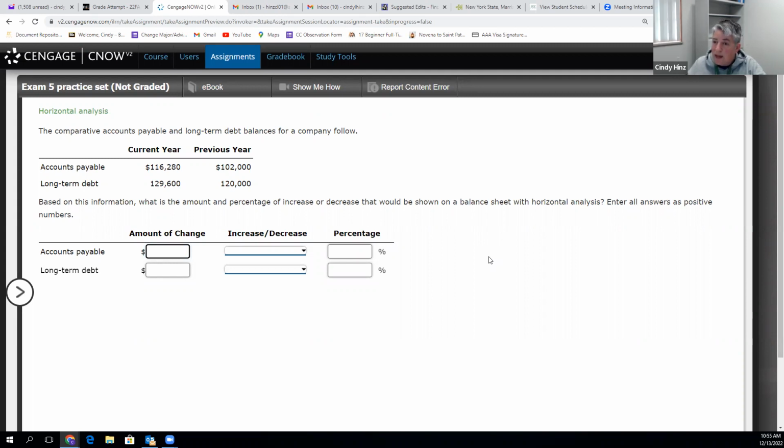So for our accounts payable, the amount of change, the dollar amount, we take the current year, subtract the previous year. As long as you do it in that order, if you have a positive value, you know that that's an increase. So current year minus previous year, a positive value is an increase. And then to find the percent, we take that dollar amount of increase and divide by the older year. So the previous year's number was $102,000. 14,280 divided by 102,000 is 14%.